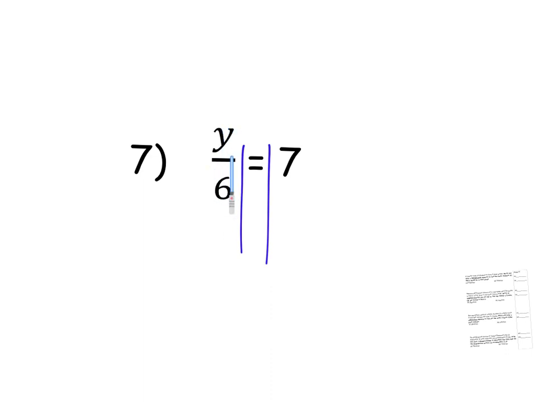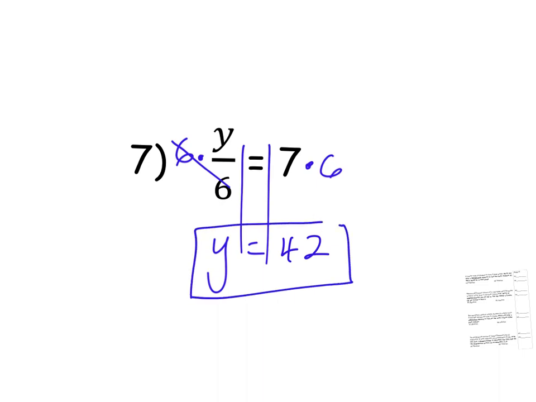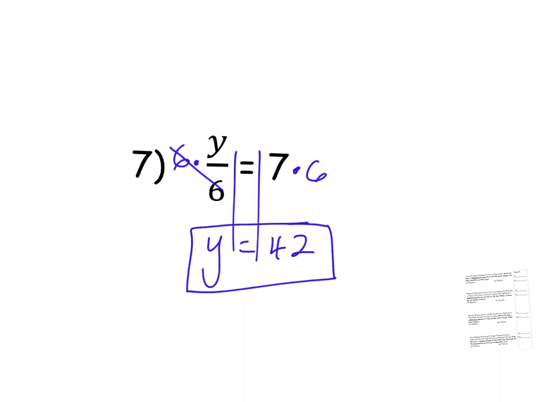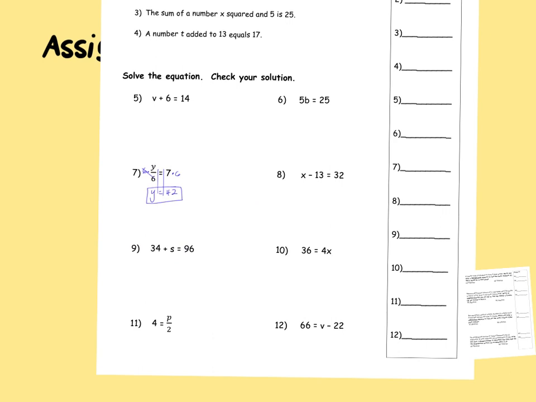What is the inverse operation of divide? It's multiply. So I'm going to multiply by 6. That cancels out. We're left with y equals, because I multiplied by 6 here, I have to multiply by 6 on the other side of the equation. And we get 42. Does 42 divided by 6 equal 7? It certainly does. So we know that is our solution. All right. Then, for number 7, I would come over here and just go y equals 42.